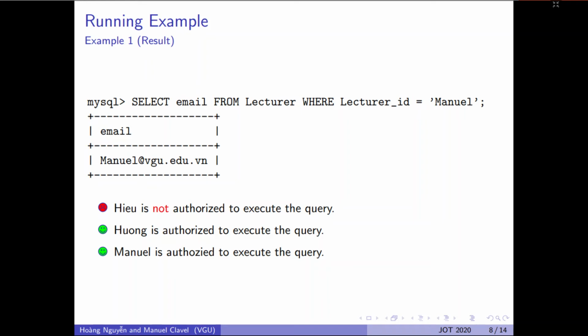For lecturer Hiếu, it will signal an error, since according to the fine-grained access control policy, Hiếu cannot read the email of Manuel. Notice that even though Hiếu can know that there is a lecturer named Manuel, he is not authorized to read the email of Manuel.